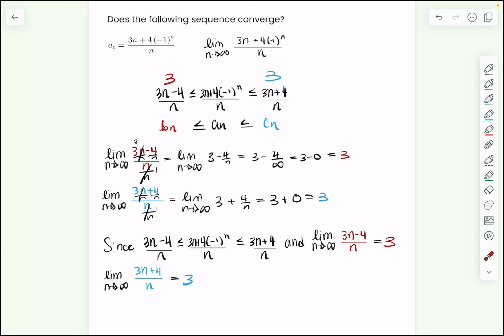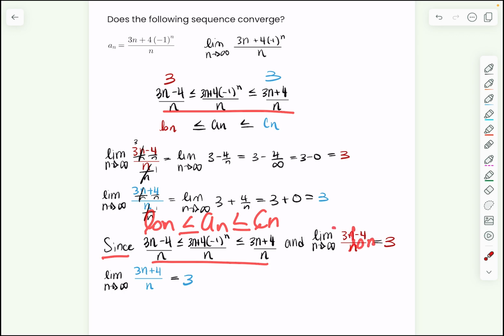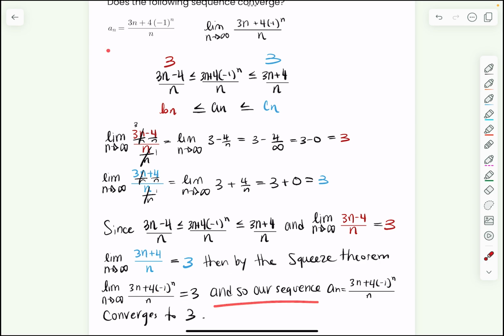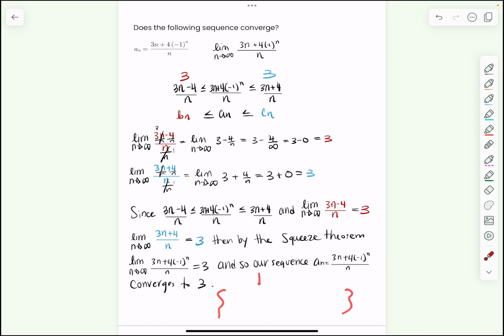And so my conclusion is, since we found a sequence b_n that's smaller than our a_n and a sequence c_n that's bigger than our a_n, and the limit of b_n is 3 and the limit of c_n is 3, then by the squeeze theorem, the limit of our sequence a_n is also going to be 3. So our given sequence a_n converges to 3, meaning as the numbers in the sequence go to infinity, you'll just see 3, 3, 3, 3. It's still going to keep going forever, but it's just going to be 3, 3, 3, 3 because the sequence converges to 3.